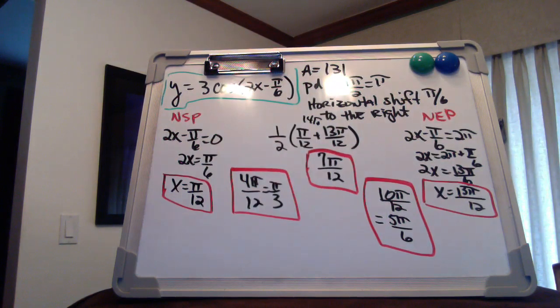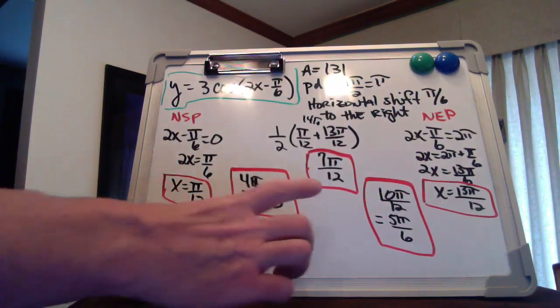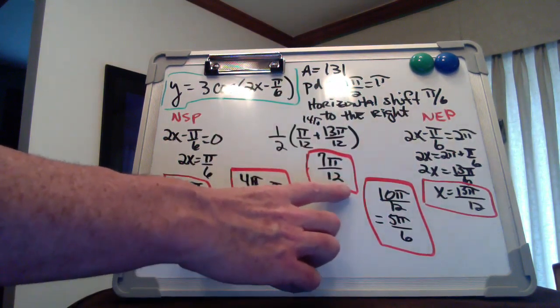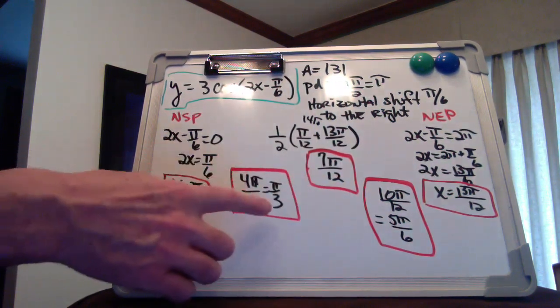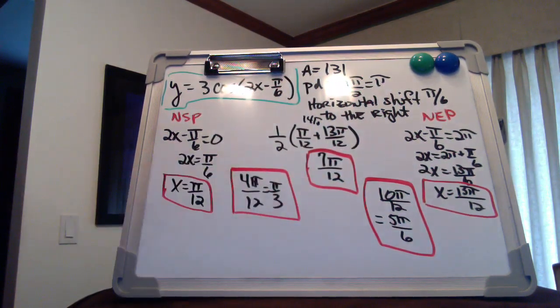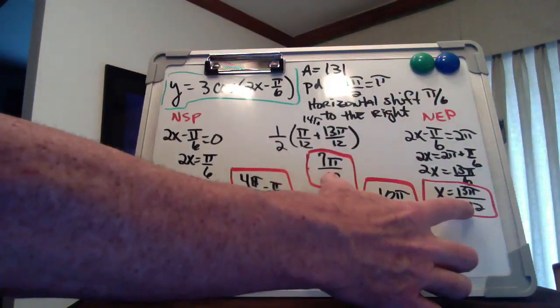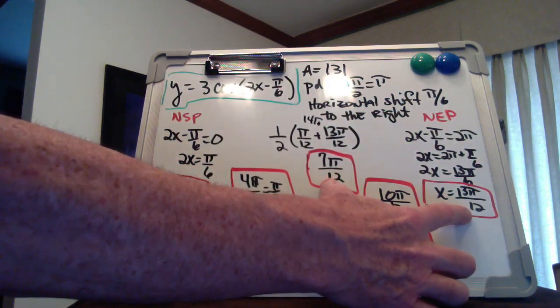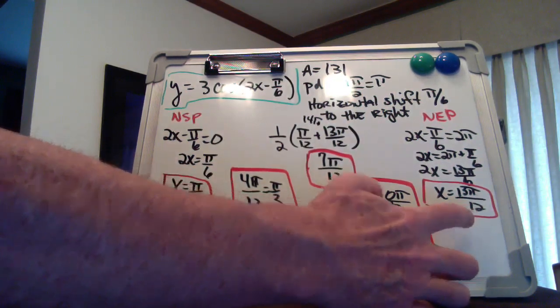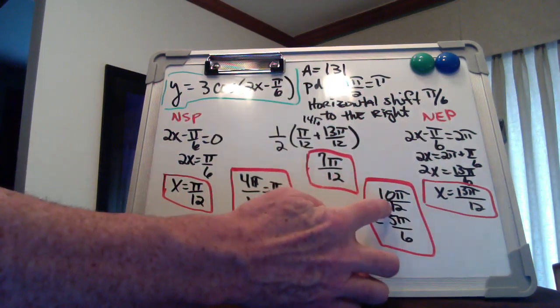Now for the other two angles, I didn't show the work because it's the same thing. You're using the midpoint theorem. So again, you add these up and multiply by 1/2, so you get 4 pi over 12. If you want to reduce that, you can reduce it to pi over 3. And then the final one, again, you add these up, so you get 14 pi over 12 multiplied by 1/2, and you would get 10 pi over 12.